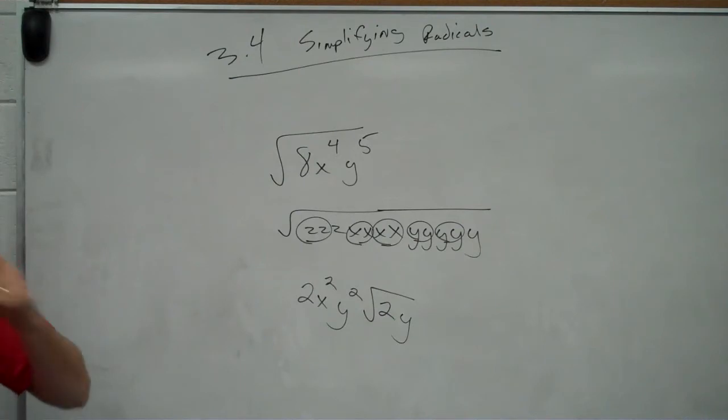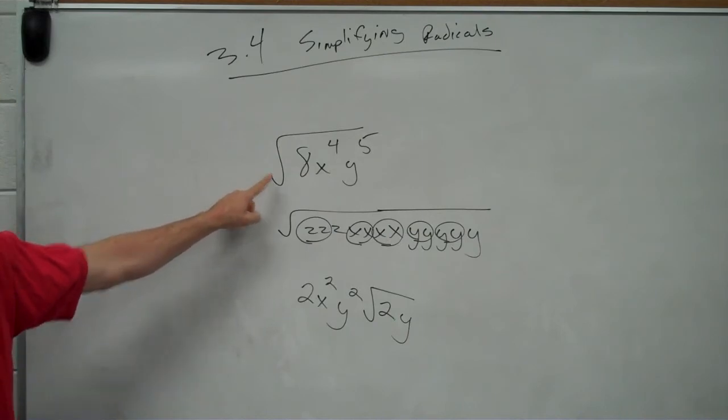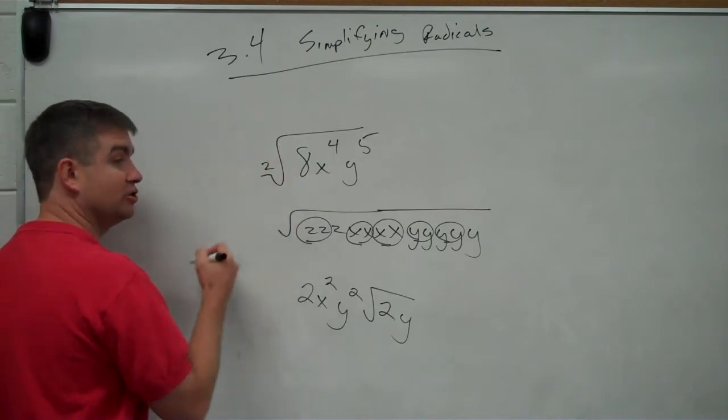All right. What number is understood to be right here? A 2. I'm sorry. A 2 is understood to be right there.